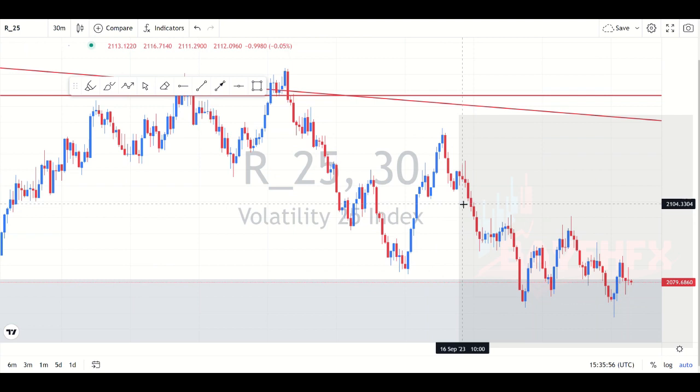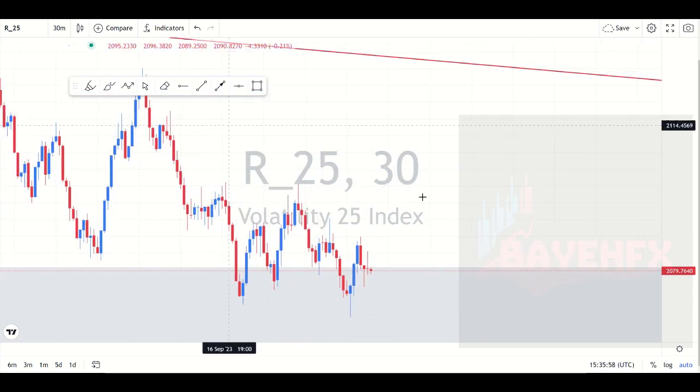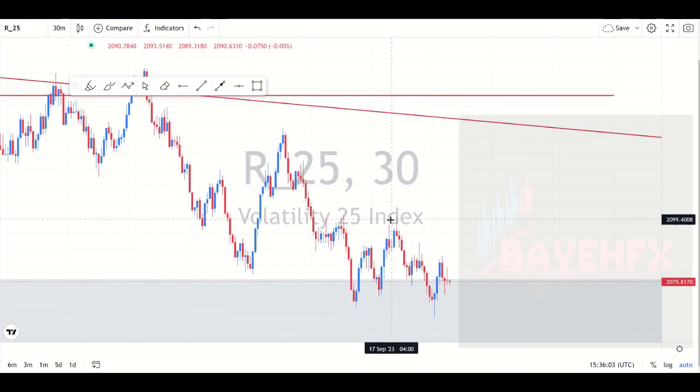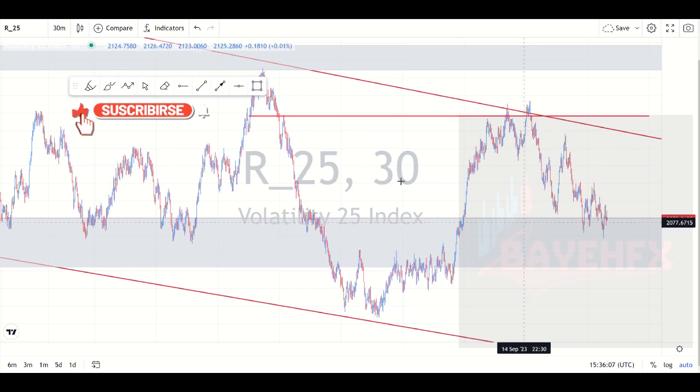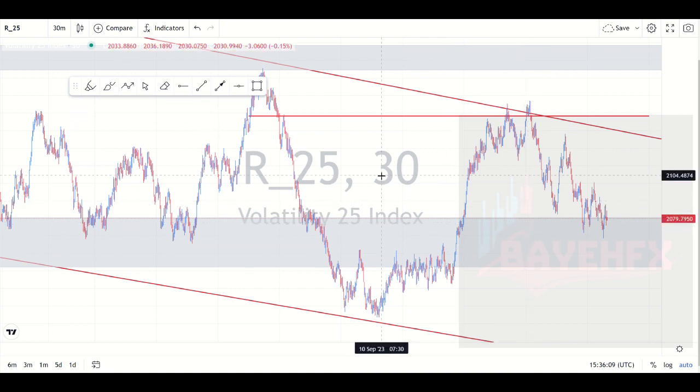So let's zoom in a little bit to know if we're still in a downtrend on the smaller time frame. Yes, we're still in a valid downtrend. So we're selling the market to the downside to break this zone, and we'll keep selling to that support zone below. So that's it for VIX25. We'll move to the other pair.